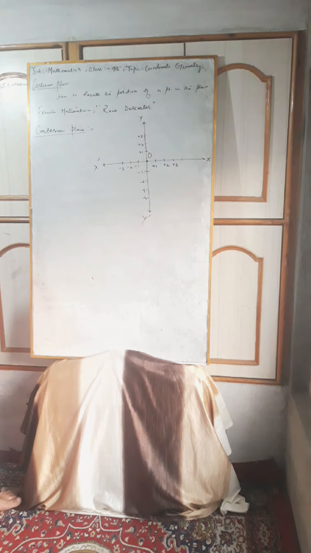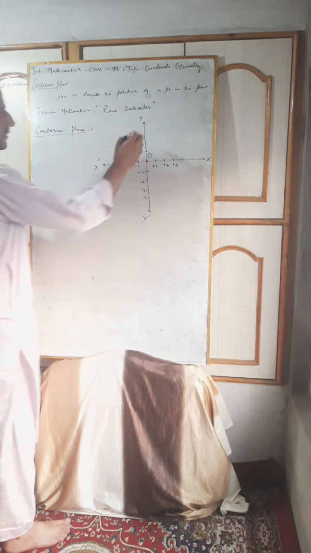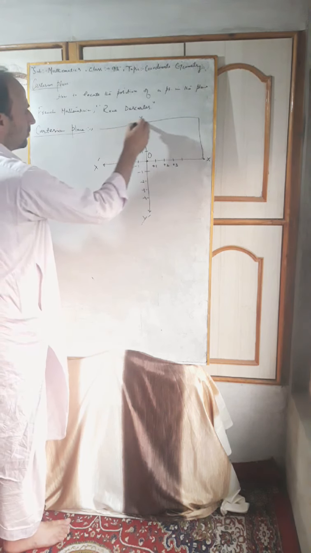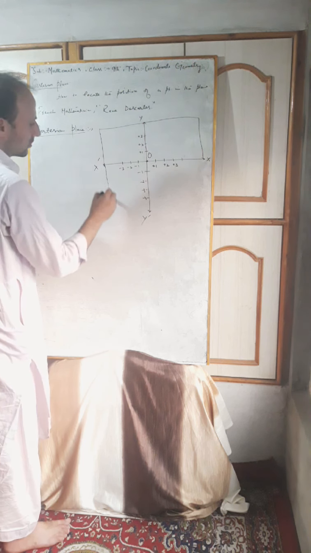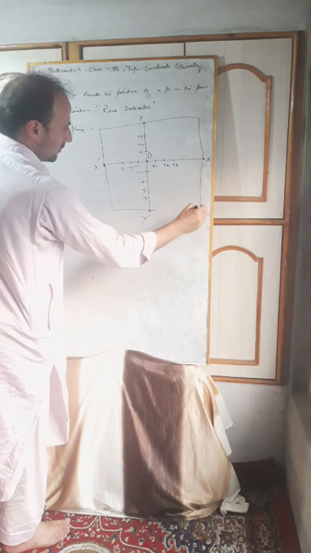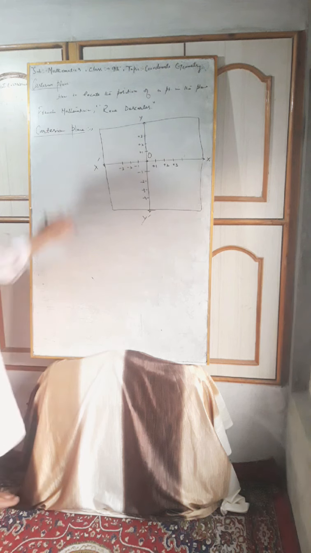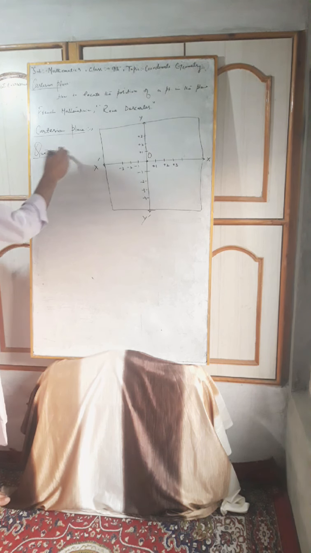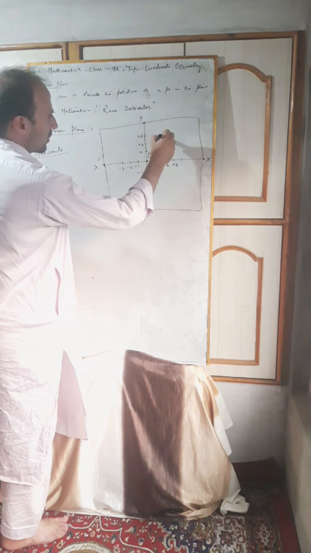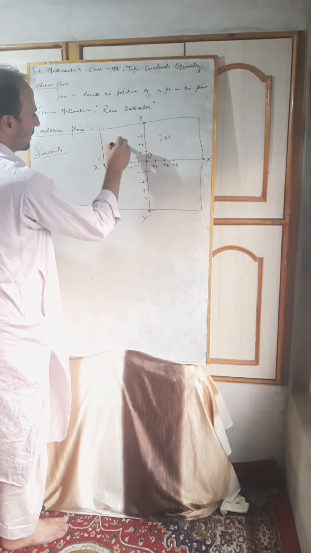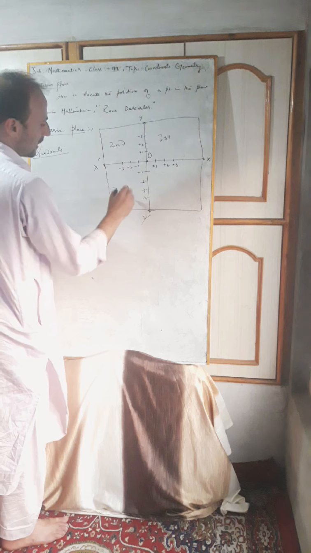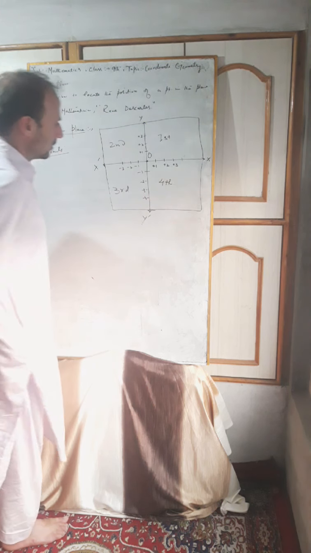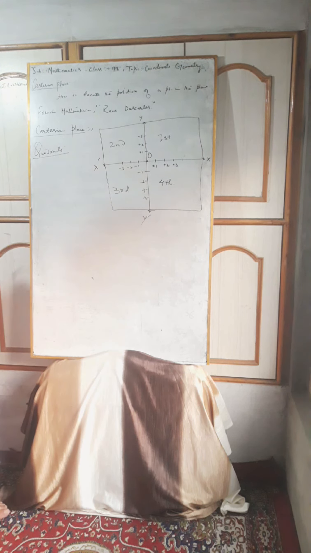This Cartesian plane divides the whole plane into four equal parts. These are known as the quadrants. This is called the first quadrant. This is known as the second quadrant. This is known as the third quadrant. And this is known as the fourth quadrant.